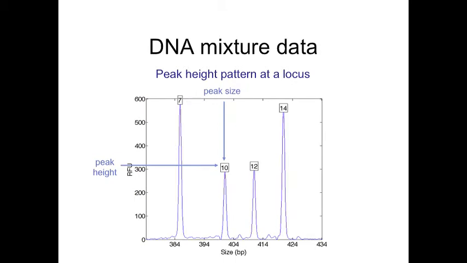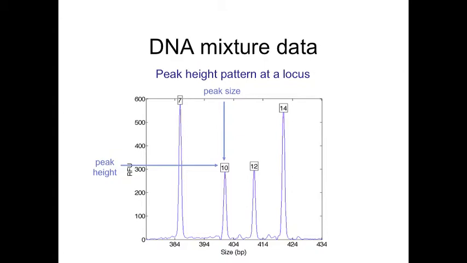Mixtures can have contributors from 2, 3, 4, 5, 6, however many people detectably contributed to that biological sample. And this pattern is a little more complex. You can't just look at it and say with absolute certainty that of the 100 possible allele pairs that could exist, I definitely know that it's a 7 and a 14. With a computer, you might be able to do that, but we'll get into that. So this is what a mixture looks like.